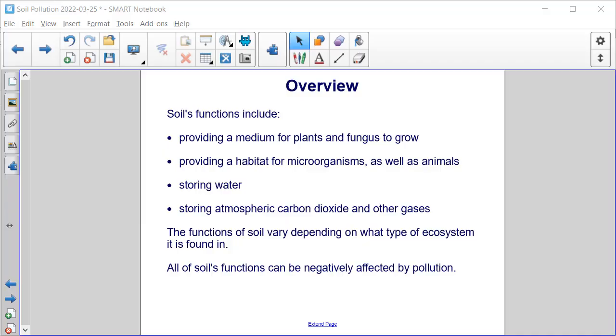Soil's functions include providing a medium for plants and fungus to grow, providing a habitat for microorganisms as well as animals, storing water, storing atmospheric carbon dioxide and other gases. The functions of soil vary depending on what type of ecosystem it is found in. All of soil's functions can be negatively affected by pollution.